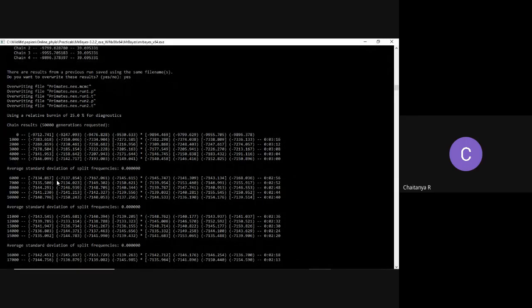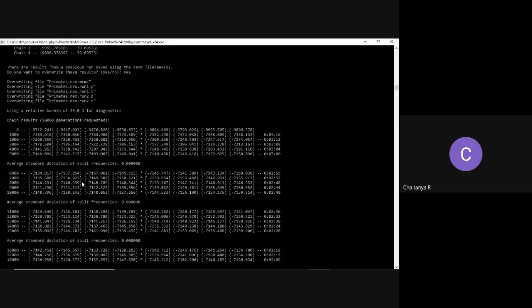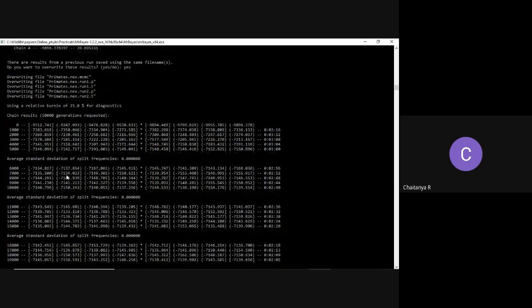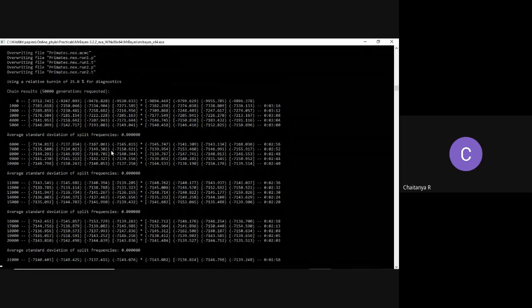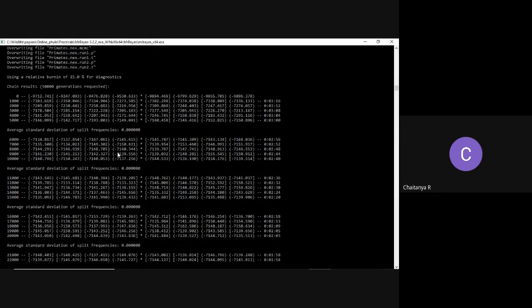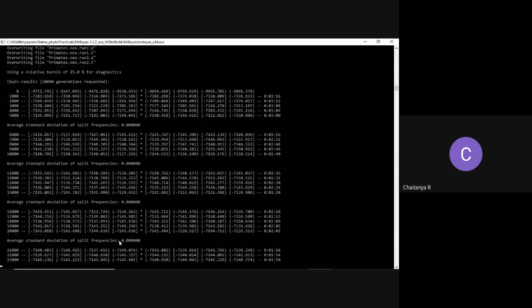But yeah, so the value in the square bracket represents what the cold chain has sampled, the log likelihood of what the cold chain has sampled. The regular brackets are the hot chains. You see that there are 3 hot chains and 1 cold chain for both runs, and all these are log likelihood values.